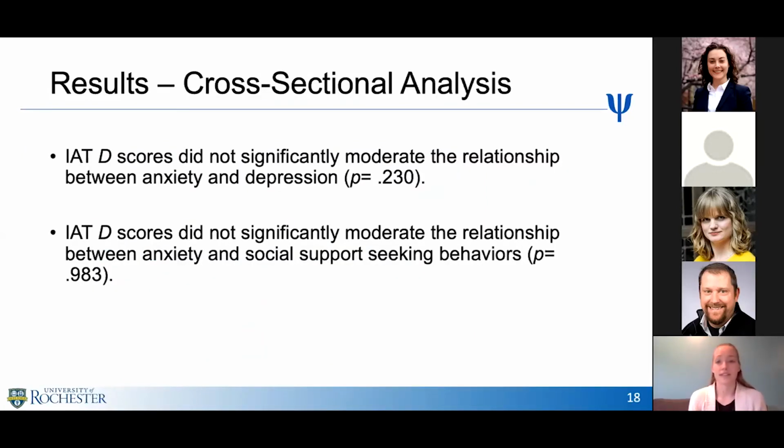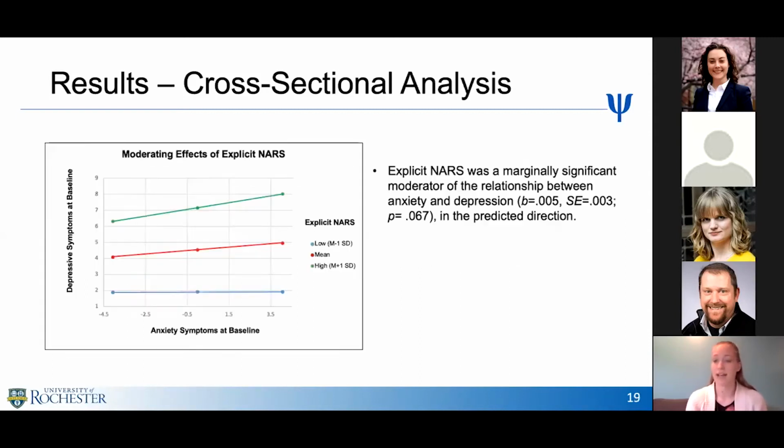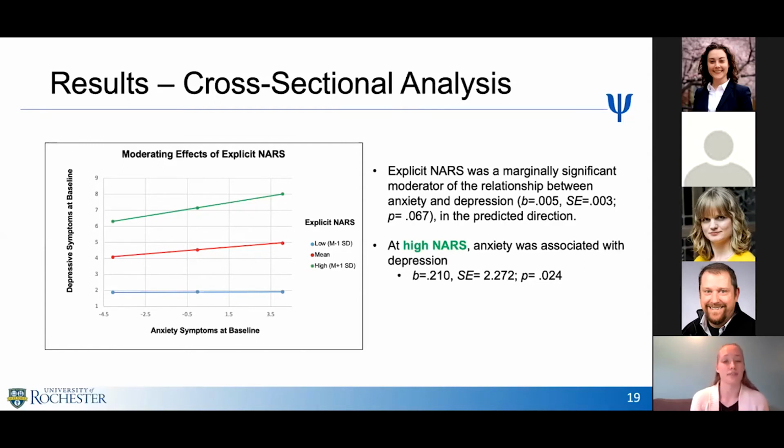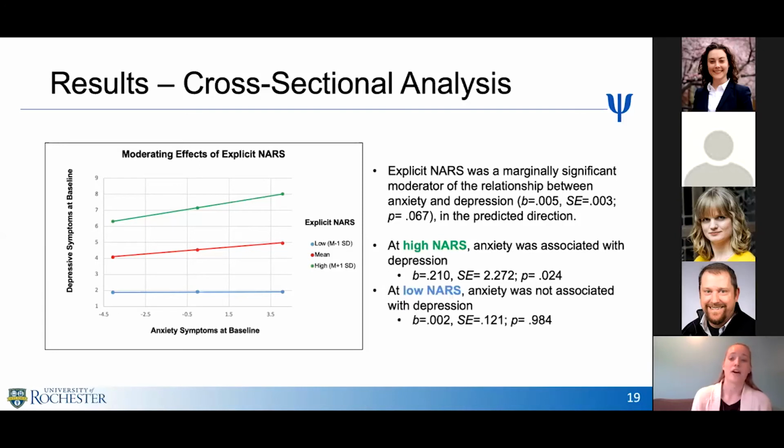So looking at the cross-sectional results, the IAT did not significantly moderate the relationship between anxiety and depression or between anxiety and social support-seeking behaviors. However, explicit NARS was a marginally significant moderator in this relationship. As you can see on the graph on the left, we have anxiety symptoms on the X and depressive symptoms on the Y. At high levels of NARS, which is the green line at the top there, anxiety was associated with depression. However, this relationship was not significant at low levels of NARS.